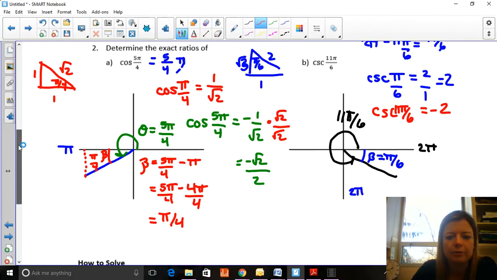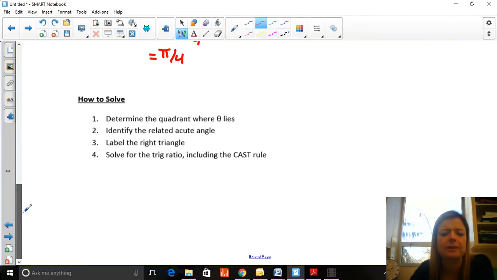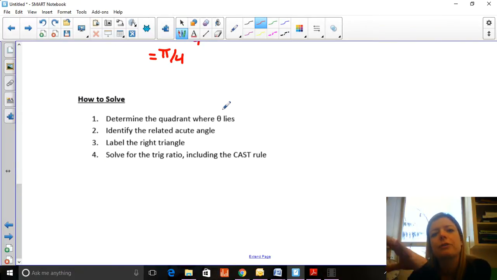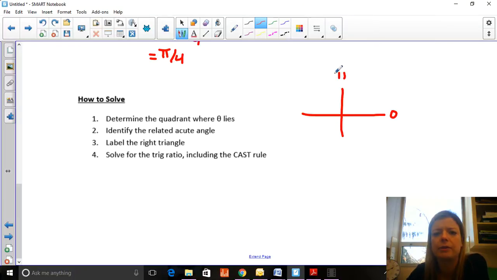So here I go through the basic steps of how to solve these questions. First, you need to determine the quadrant where theta lies, using your knowledge of where pi, pi over 2, 3 pi over 2, and 2 pi are. So just to remind yourself, this would be 0, pi over 2, pi, and 3 pi over 2, and then it circles around to 2 pi. So you have to figure out which of these 4 quadrants your angle terminates in when you're given the angle in radians. Then you need to identify the related acute angle.